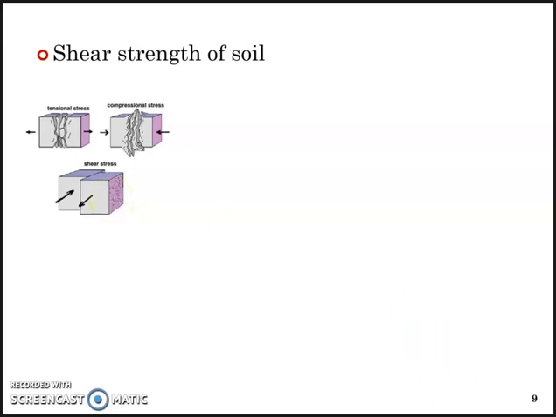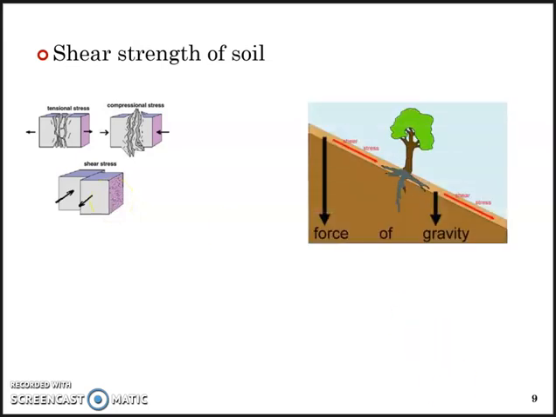For example, let's take a slope here. So when you have the slope, you have the force of gravity acting in the downward direction, and you have a component of which acts along the slope direction. So a component of the gravity force would induce a shear stress, and once the shear stress exceeds the maximum limit a soil can take, the soil will fail.